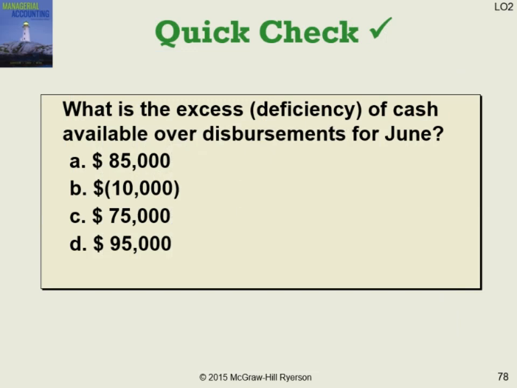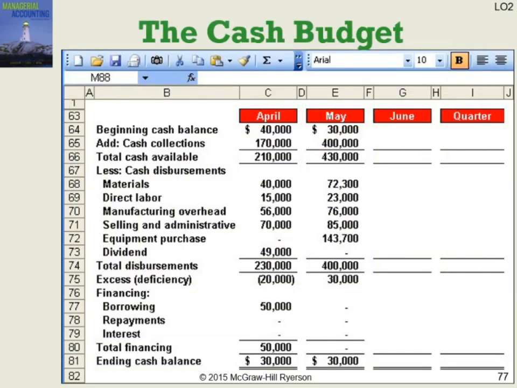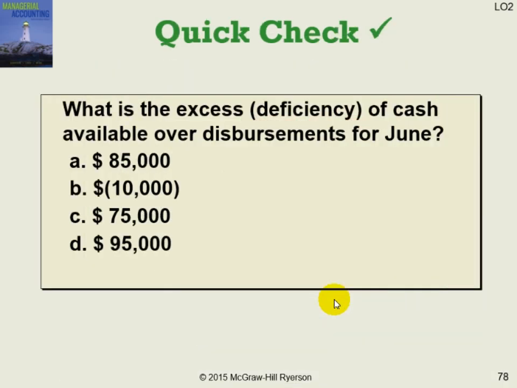Well, here you go, your quick check. Go back and check to see if you can calculate the excess or deficiency of cash available over disbursements from June. And so you're going to fill in all of those pieces. The 30,000 from the bottom, the ending cash balance, will be carried forward to the beginning cash balance of June, and then you add your cash collections from the schedule of cash collections, the cash disbursements for materials purchases, direct labor, all the other budgets, and we also had an equipment purchase in June. So build all of that in and determine whether there's an excess or deficiency. I'll let you do that, and then when you come back, I'll be moving along.